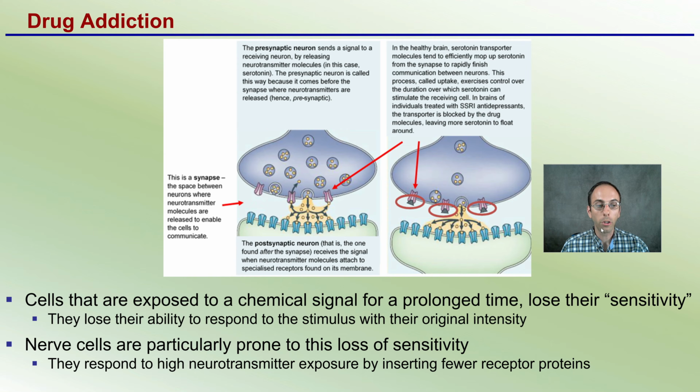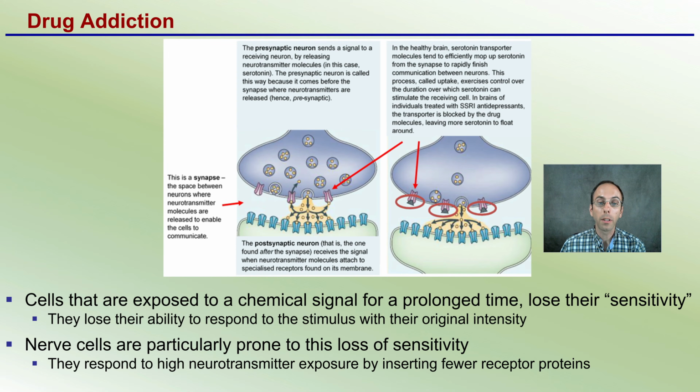Drug addiction in general, cells that are exposed to chemical signals for a prolonged time lose their sensitivity. So what does this mean, this sensitivity? Well, they lose their ability to respond to the stimulus with the original intensity. So while we may have a normal situation going on here, where we've got releasing, we've got that synapse, that gap between the two neurons, and that interaction occurring. However, here we see that nerve cells are particularly prone to the loss of this sensitivity.